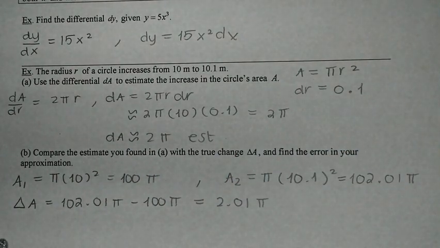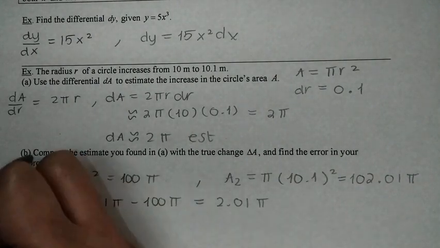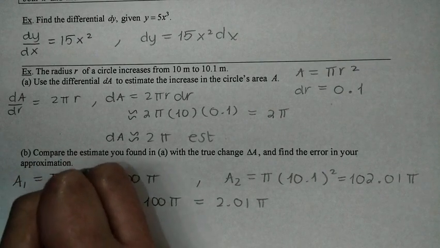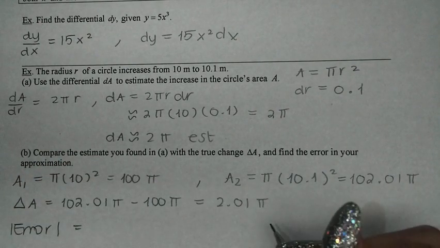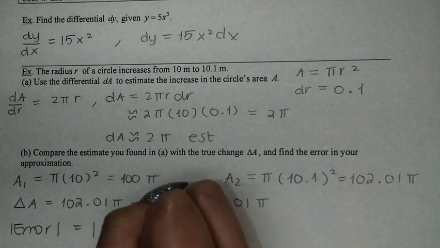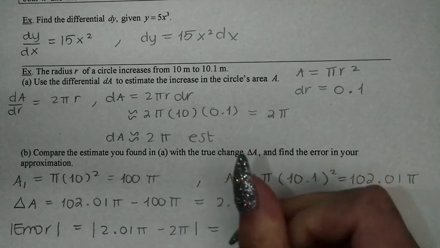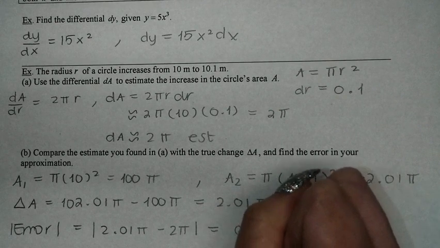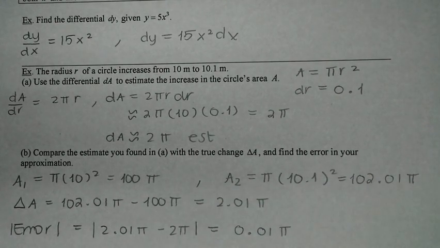So, now, what is the actual error? I found my delta A, now find the error. My error is going to be, as usual, the actual minus the estimation. So you do know that it's going to be 2.01 pi minus 2 pi, which is going to be equal to 0.01 pi. And that's going to be your error.